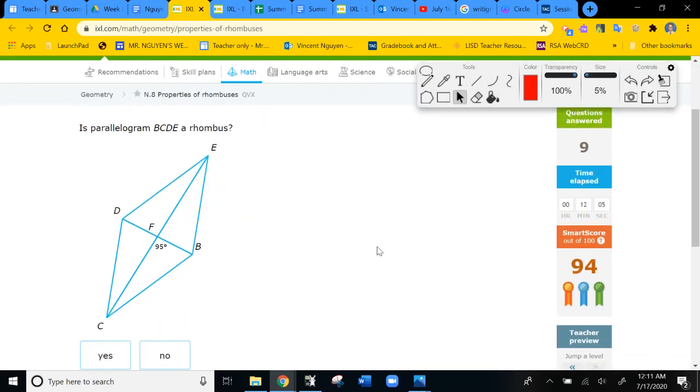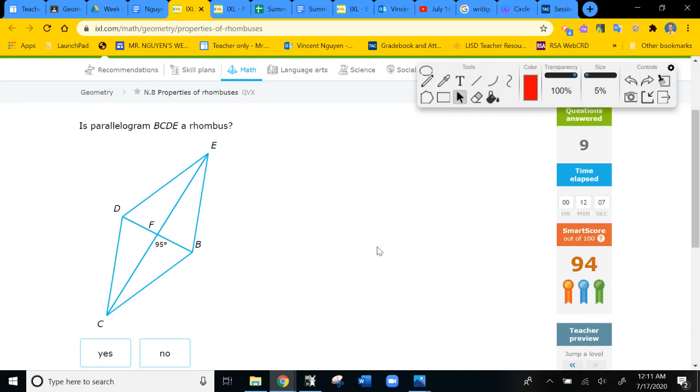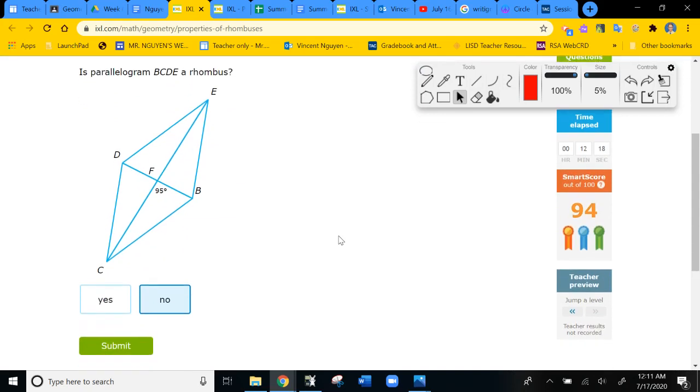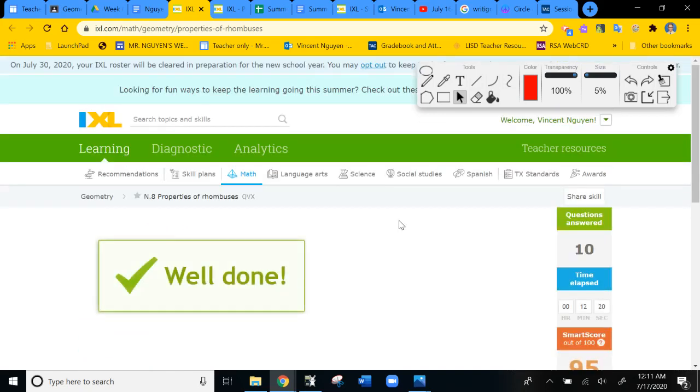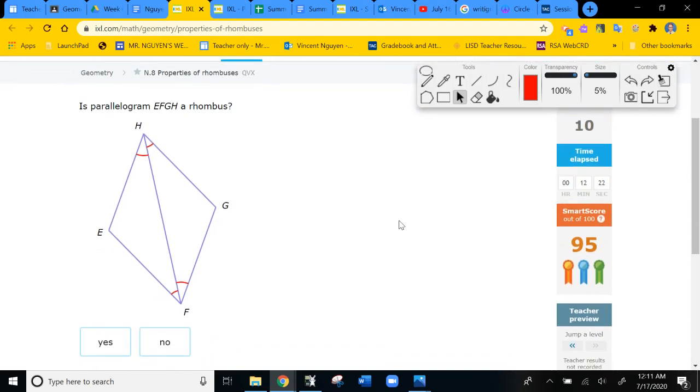Okay. Is this one a rhombus? Okay, let's see. This is 95 degrees. It's too many degrees. That's 95 degrees. No, that's not a rhombus. It's supposed to be 90 degrees. So it's a bit too many degrees.